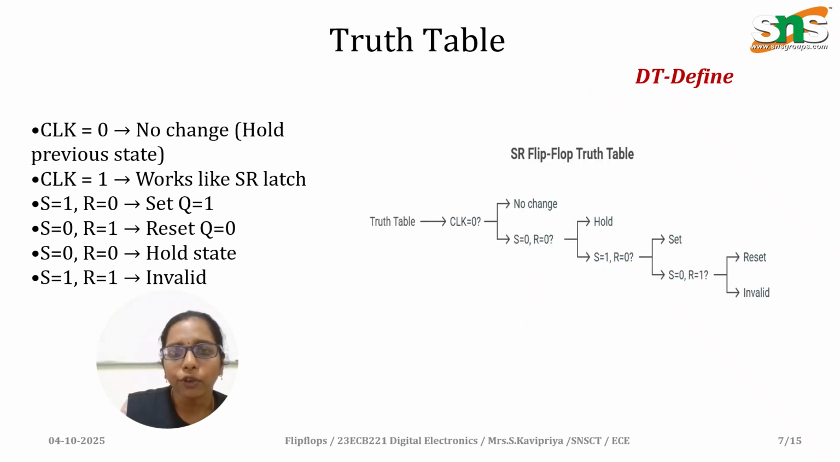And this is the truth table for the SR flip-flop. When clock is 0, there is no change. When S is 0 and R is 0, it holds the previous data. When S is equal to 1 and R is equal to 0, the output is 1, which is nothing but a set. When S is equal to 0 and R is equal to 1, the output is 0, which is nothing but a reset. When both are 1s, it is an invalid condition.